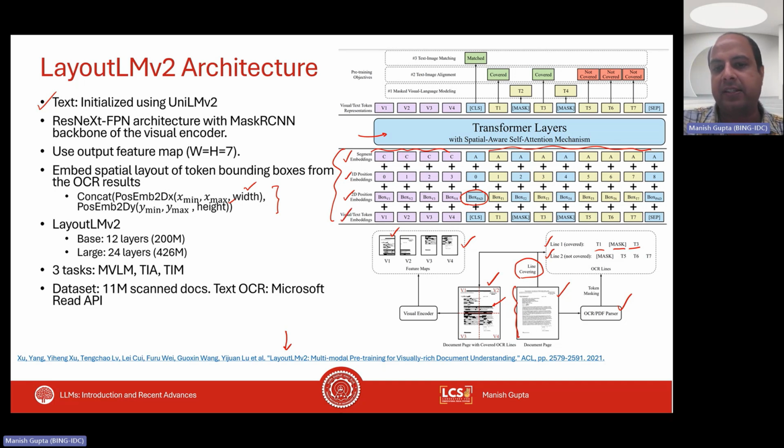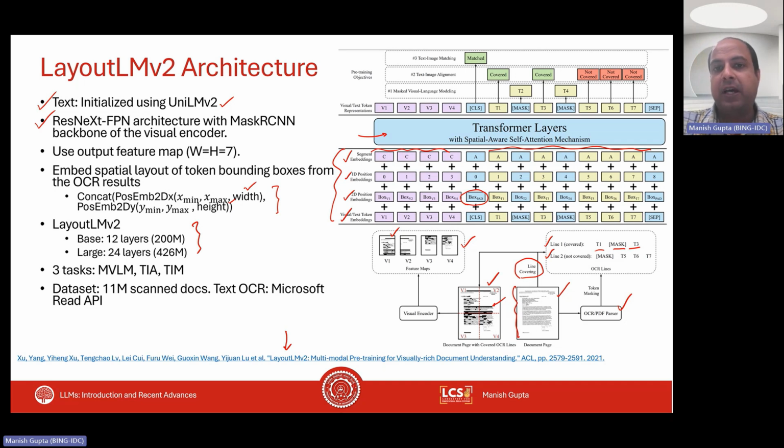Then you also have the text and visual embedding. You use Mask RCNN embeddings because you're using that as the visual encoder here, and for the text, you just use the standard text embeddings. Now the transformer: they experiment with 2 different models, base size and large size, 12 layers and 24 layers, which means 200 million or 426 million parameters.